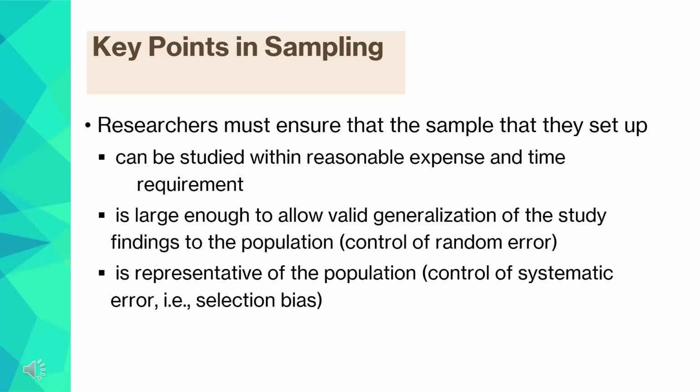But sampling comes with its own disadvantages, its own caveats, so that when researchers do sampling, they must ensure that the sample they set up can be studied within reasonable expense and time requirement, is large enough to allow valid generalization of the study findings to the population, as in control of random error, and that it is representative of the population they would like to study. And here you do control of systematic error, in particular, selection bias.